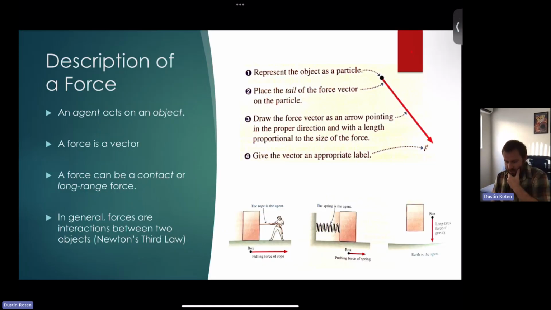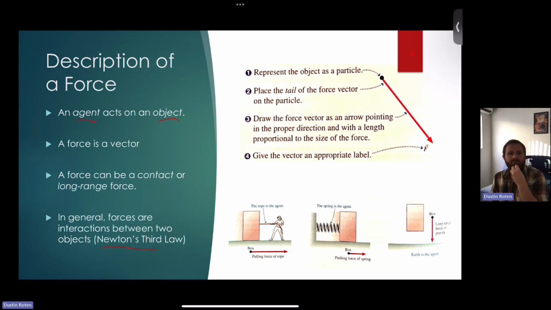Now let's discuss a description of a force. I probably said the word force at some point in this course, but now let's actually put a definition to it. When we're talking about forces, you have to remember that there is an agent which is going to act on an object. So it's an agent-object interaction. If we jump down for a moment to this fourth bullet point, this is actually Newton's third law. Forces are interactions between two objects, agent and object. We will talk about that later in detail, but for now, just know that it's the third one that he came up with.